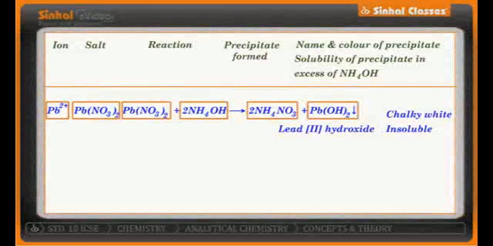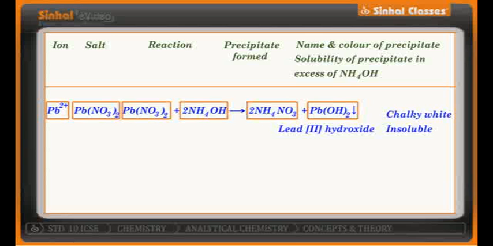Pb(NO3)2. Treated with the same liquor ammonia, NH4OH, will give you ammonium nitrate, NH4NO3, along with lead hydroxide, Pb(OH)2, a precipitate again indicated by an arrow downward. It gives you a precipitate which will be insoluble in excess of ammonium hydroxide.